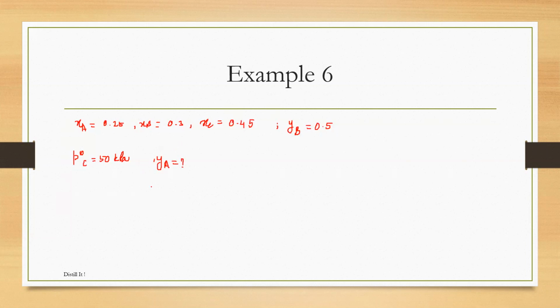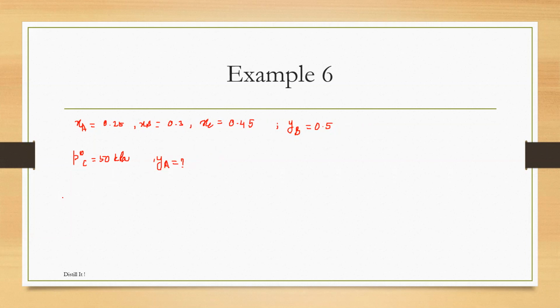So for YA, we either need P naught A, PA, and total pressure, or we can calculate YC somehow, and then we'll get YA equals to 1 minus YB minus YC. So that seems like an easier alternative. So we'll calculate YC.